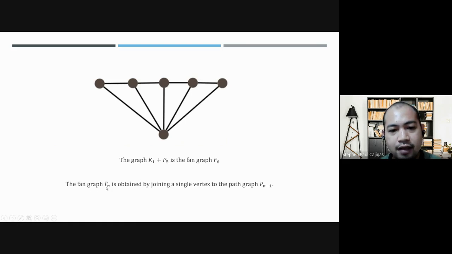The fan graph, Fn, is obtained by joining a single vertex, K1, to the path graph P of n-1. So this fan graph is F6, obtained by joining K1 and P5. Even if we make the path graph longer, it would still look pretty much like a fan.